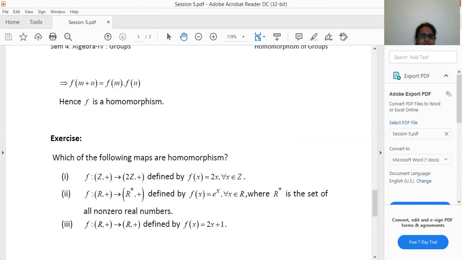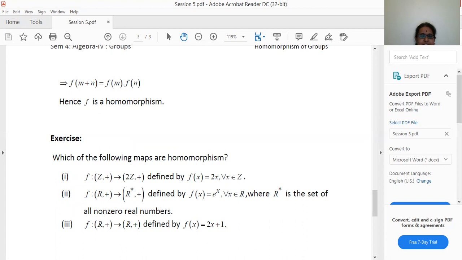Now consider f of x plus y. f of x plus y is equal to 2 into x plus y, plus 1. That is 2x plus 2y plus 1. Whereas f of x plus f of y will be 2x plus 1 plus 2y plus 1. That is 2x plus 2y plus 2.